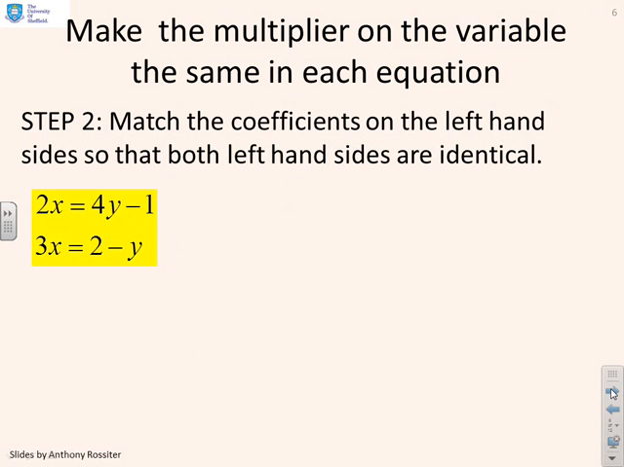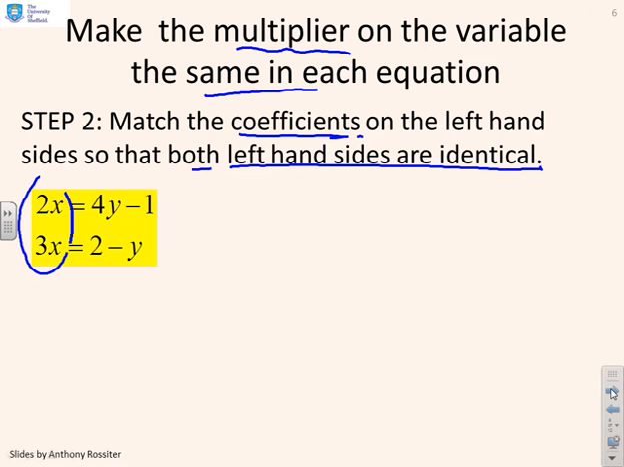Right, step 2. Next, what you've got to do is make the multiplier on the variable on the left the same in each equation. In other words, match the coefficients on the left hand sides so that both left hand sides are now identical. So again, this we can do by example.